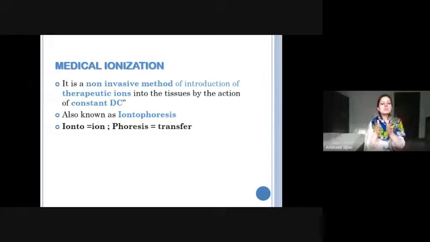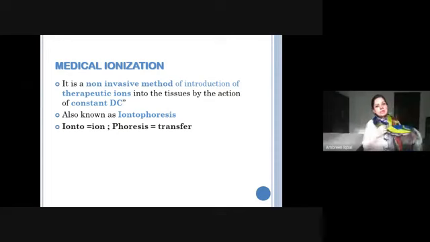So how are you going to introduce these ions? You are going to place the same kind of ions, the same charges of ions, under the same electrode. For example, I'm again going to give you an example of the anode. You are going to place the positively charged ions under this anode. So what is going to happen is when you apply the current from here, this anode will repel these charges and push them to move into the tissues.